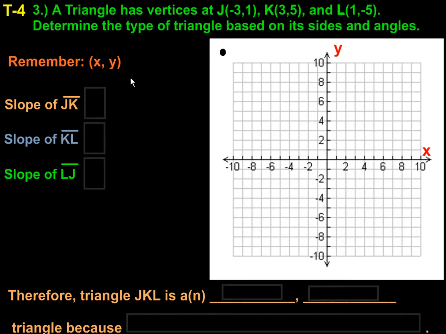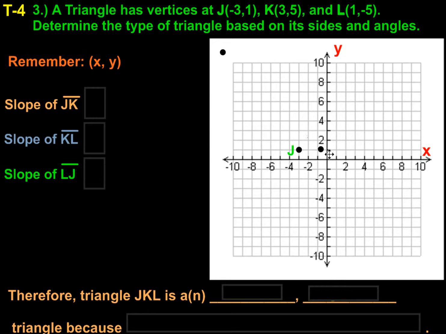Moving on to number 3, it says a triangle has vertices at J (-3, 1), K (3, 5), and L (1, -5). Determine the type of triangle based on its sides and angles. So let's plot these points. We have J, starting at the origin, -3 and +1. So that goes right there. And we'll label that as J.